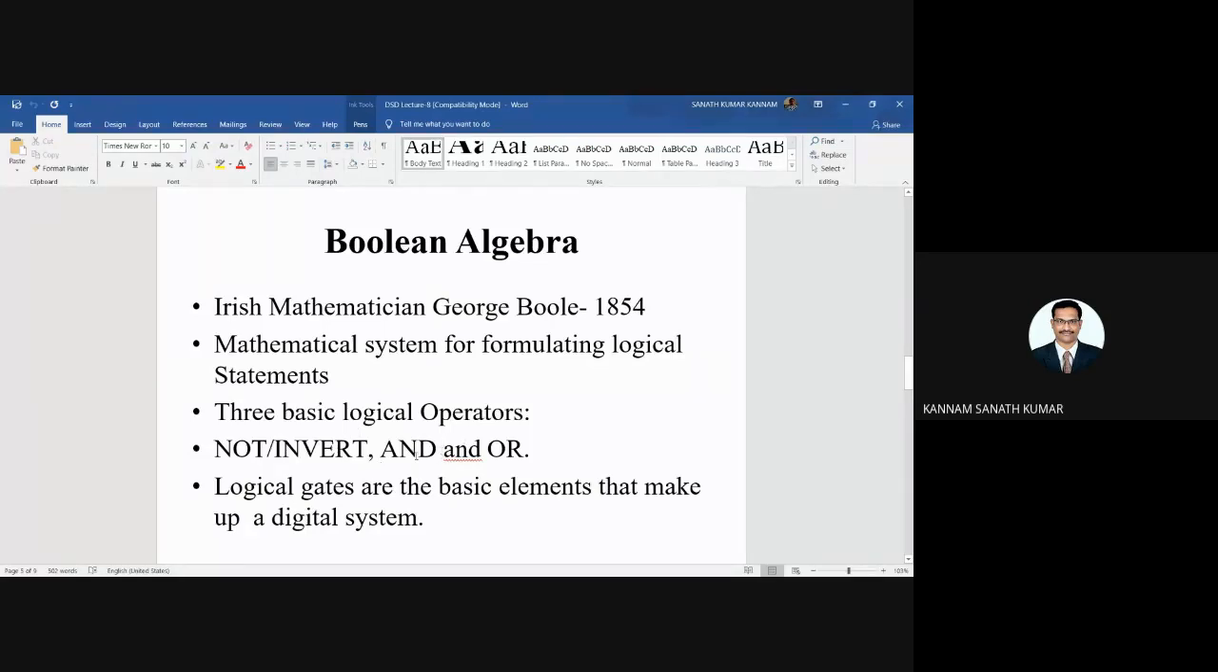Logic gates are the basic elements that make up a digital system. Whatever digital systems there are, they are made with these logic gates, using the AND gate, OR gate, or NOT gate.